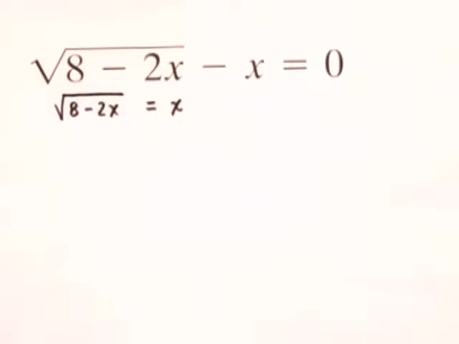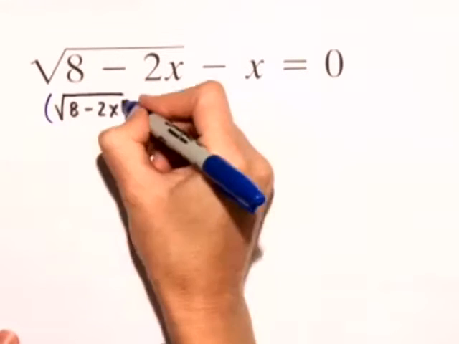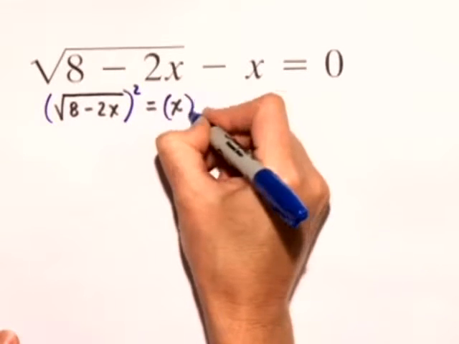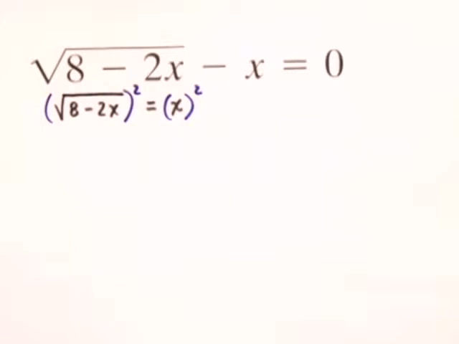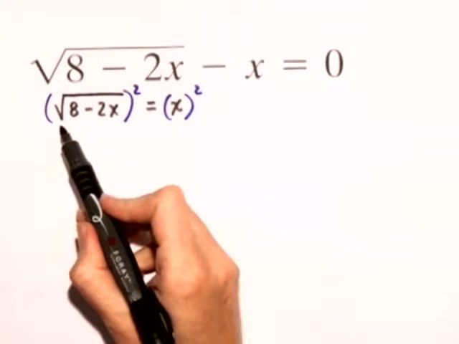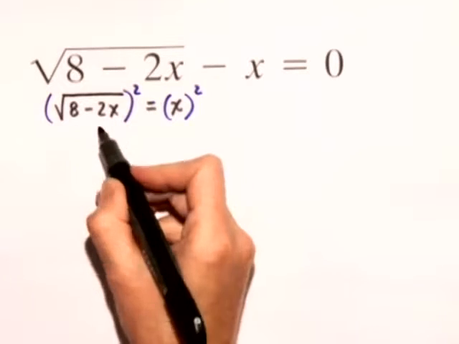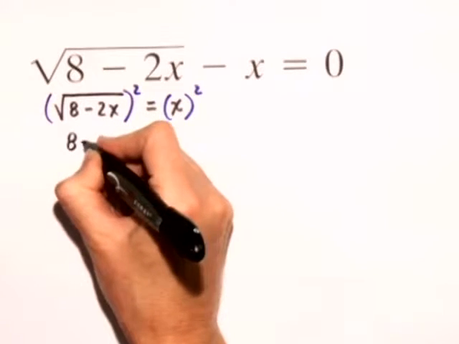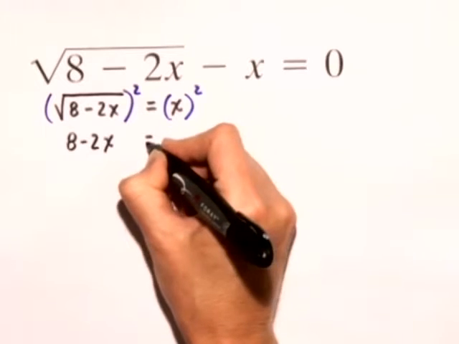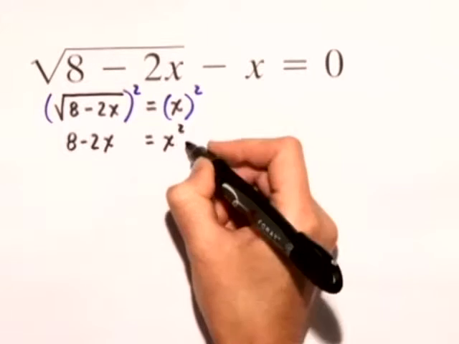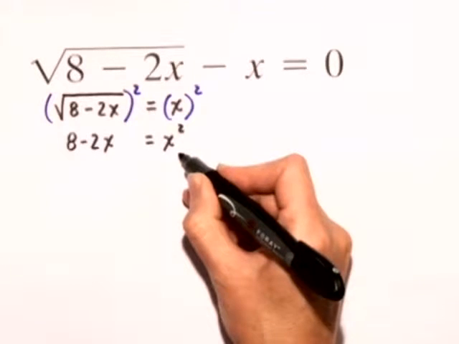Next, we'll raise both sides to the second power, or square both sides. When we do that, on the left-hand side, the square root of 8 minus 2x, that quantity squared, just gives us 8 minus 2x is equal to x squared. Now we have a quadratic equation.